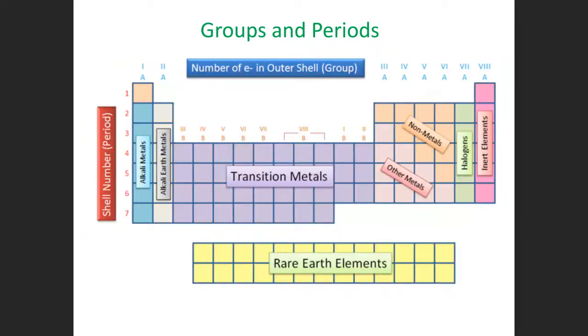So if we just look at these, you can see that these groups and periods are given names, right? Inert elements, sometimes known as the noble gases, and the halogens. These are all the -ines: chlorine, bromine, iodine. There's a bunch of them, right? Non-metals, there's other metals, there's transition metals, there's rare earth elements.